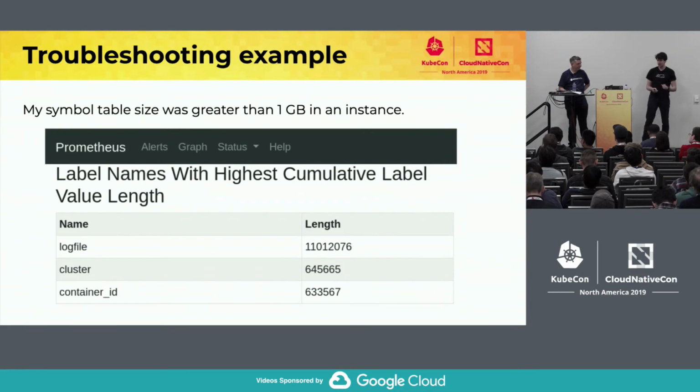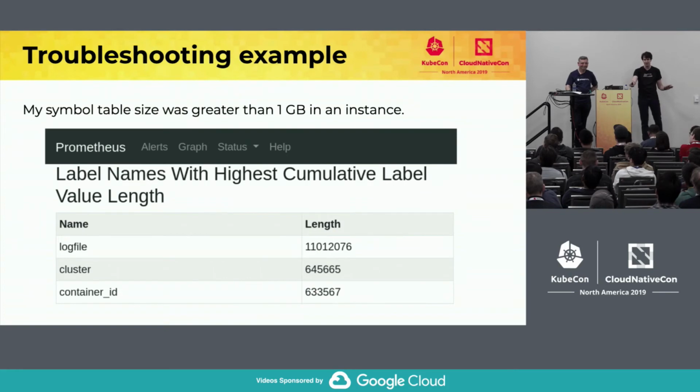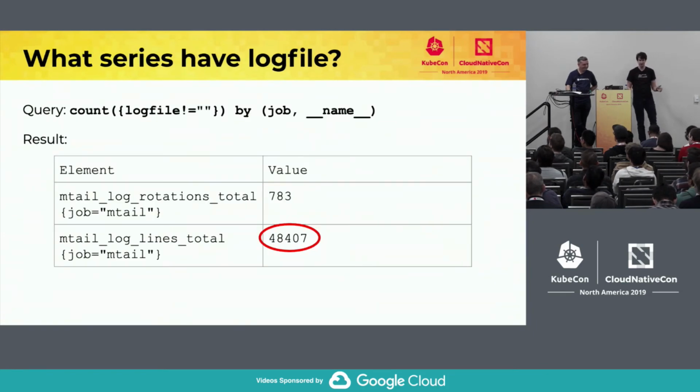Well, last week we found there was one metric, or one label, log file, with two orders of magnitude more data than anything else in our cluster. As you can see, one of those other things is the container ID, which is literally just a SHA. So that's a lot of data, two orders of magnitude more. So great, okay, that gives me a great place to start. Now instead of an empty name regex match, I can do a count of where log file isn't empty. So tell me what all series come back that have this log file. There are two of them.